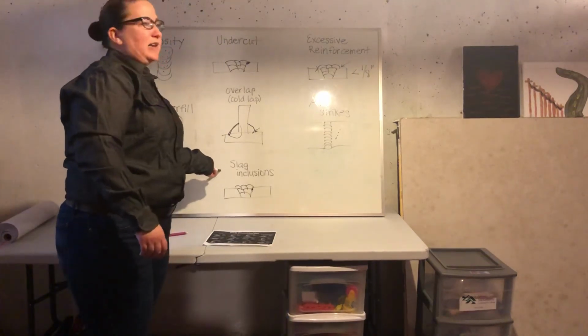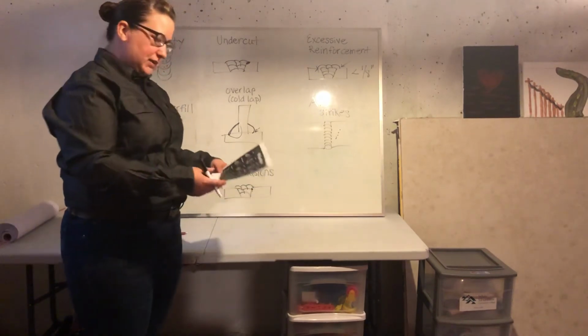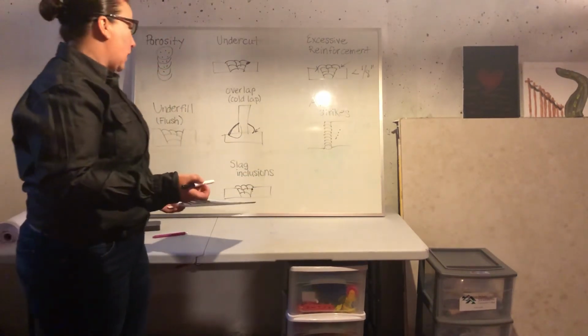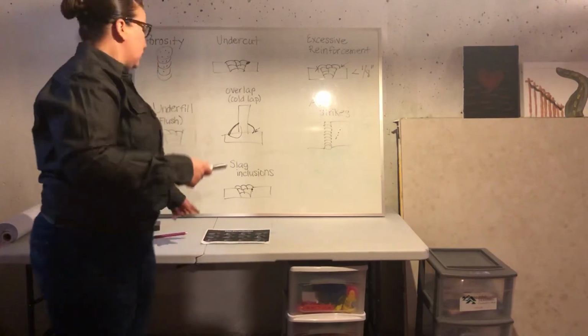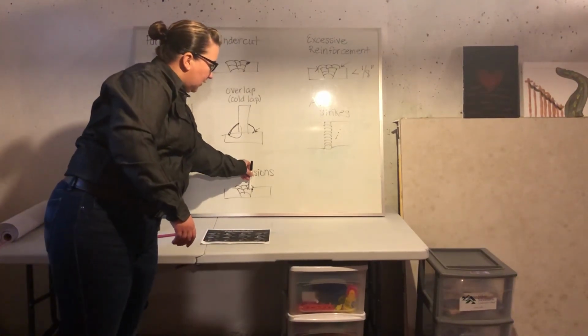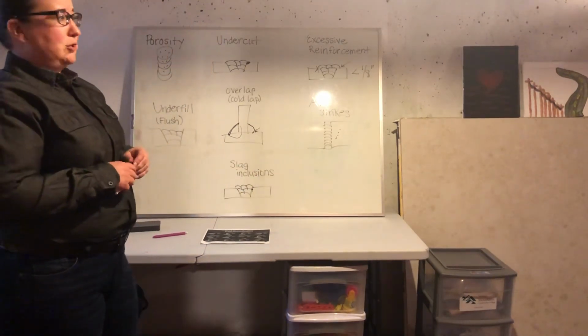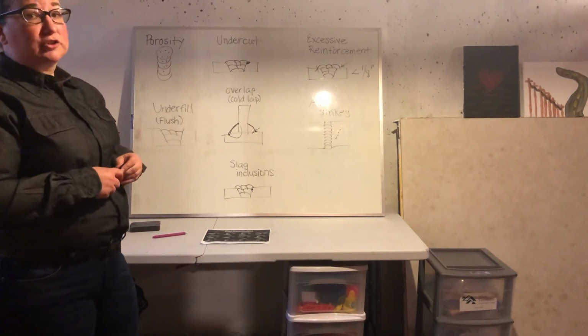Next we have slag inclusions. Slag inclusions can be caused by a couple different things. Mostly it's improper welding technique. So especially in a groove weld, if I don't have that work angle quite right, I can end up with slag in there where I can't get it back out with my chipping hammer or a file or a brush.